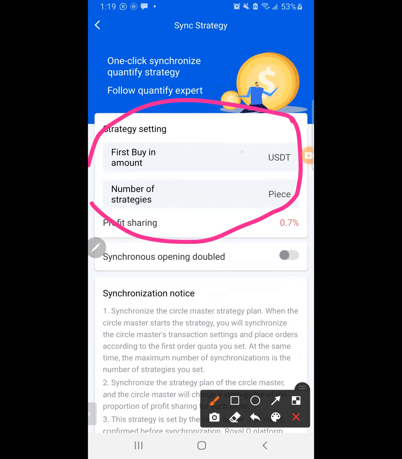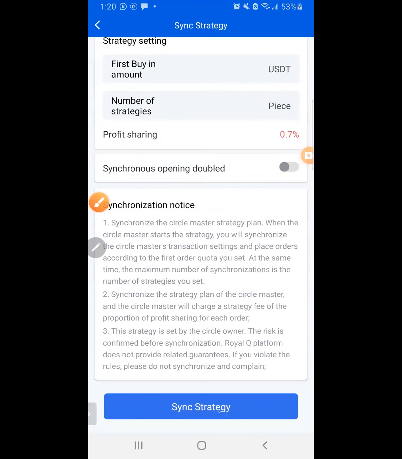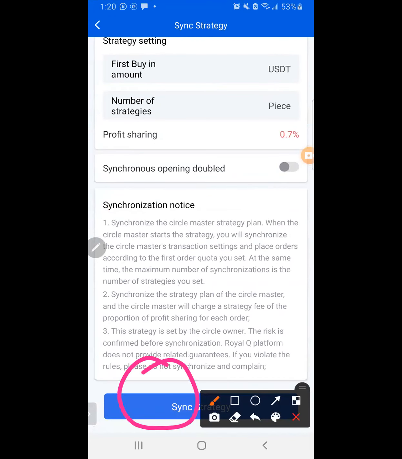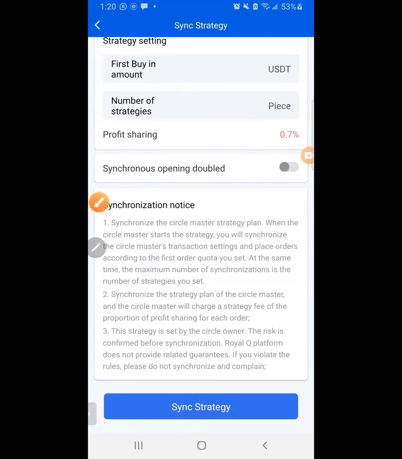Now, this first buy, that's where you put 10. And here you put 2, for you that you're using 296. Then scroll down and click on sync. That's it.